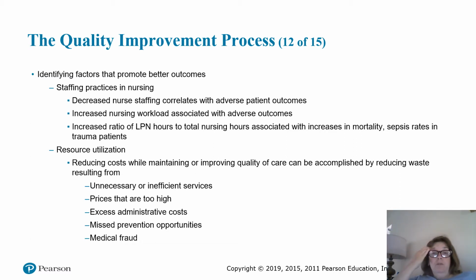Other staffing practices in nursing. Decreased nurse staffing correlates with poor outcomes. The worse the staffing ratio, or the higher the patient load per nurse, the higher the adverse patient outcomes. There are lots of studies that tell you that. Increased nursing workload is associated with adverse outcomes. An increased ratio of LPN hours to RN hours is also associated with an increase in mortalities and sepsis rates in trauma patients. So we want to make sure we're using our resources properly, because that can improve quality of care and reduce waste. And the reasons are listed here.